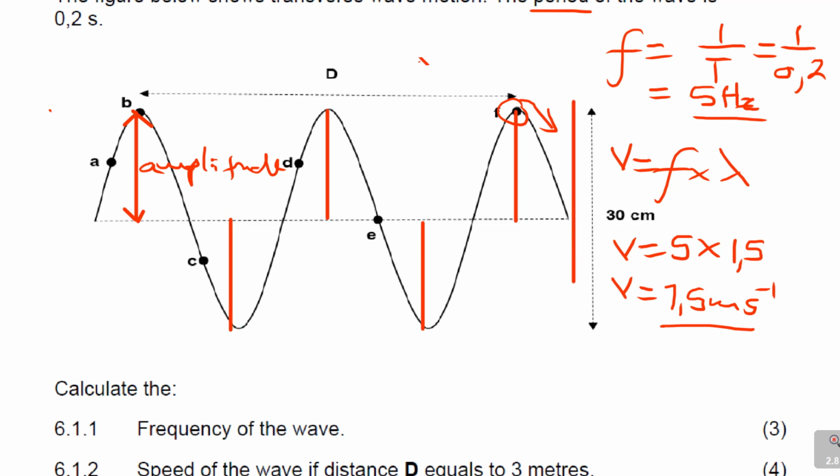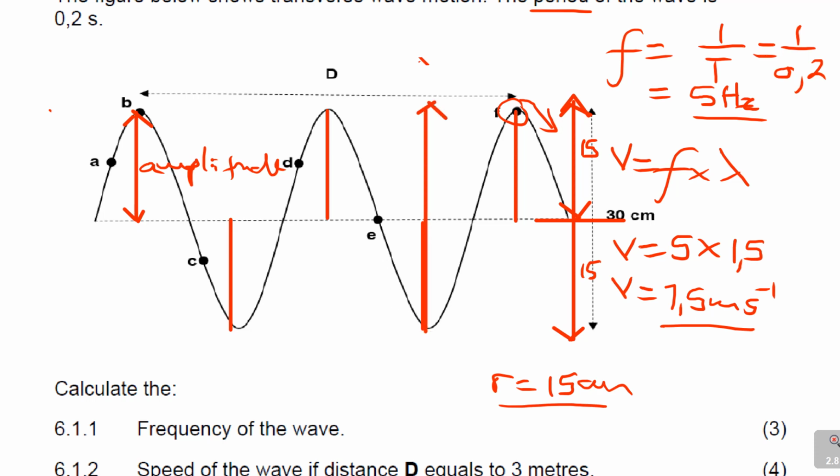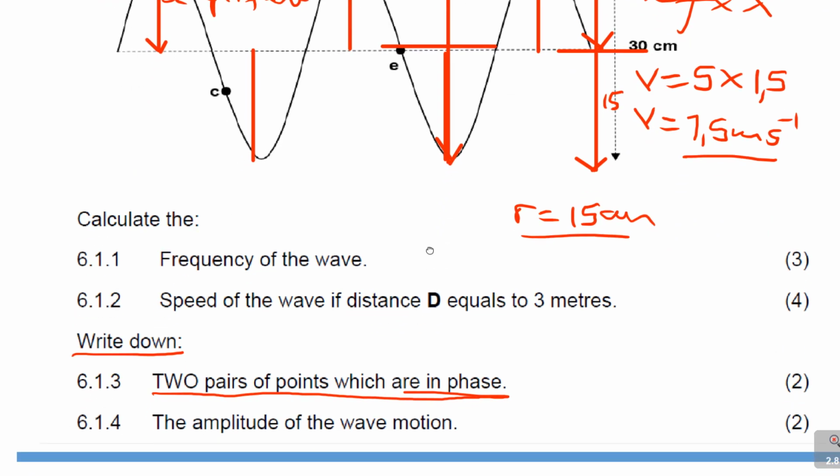They gave us from the top to the bottom. So they give you the half of that. You see that the amplitude was half. So if this is 30 centimeters, you can see that the amplitude is 15 and 15. So what is amplitude? The amplitude is 15 centimeters. Don't say 30 centimeters. No, that is too long. This is the one where they say from crest to trough, then you divide by 2, then you get the amplitude. Alright, so that is the first part.